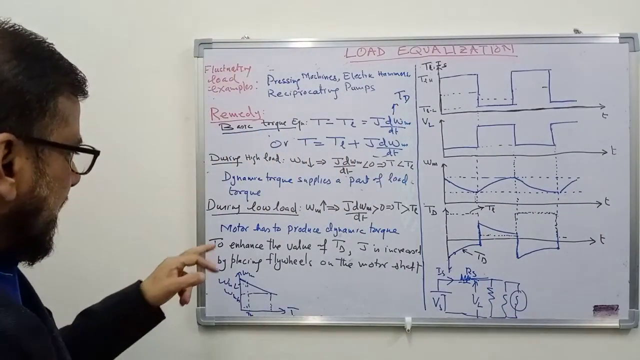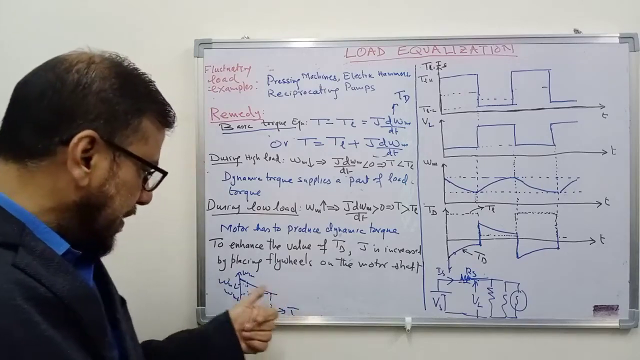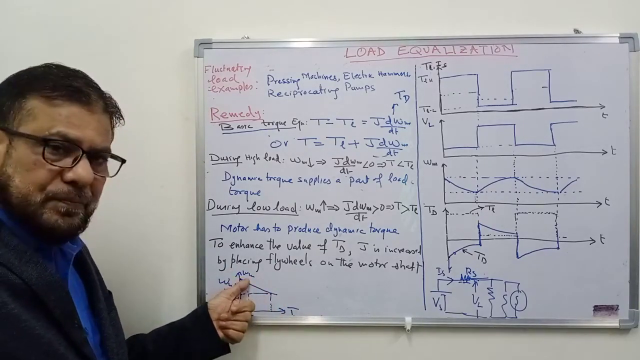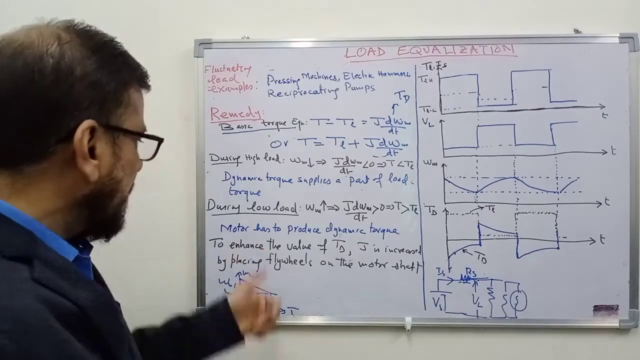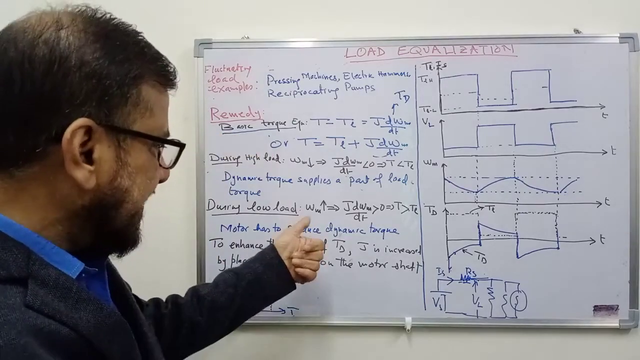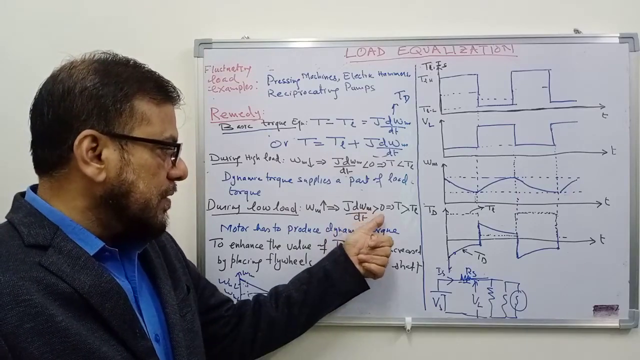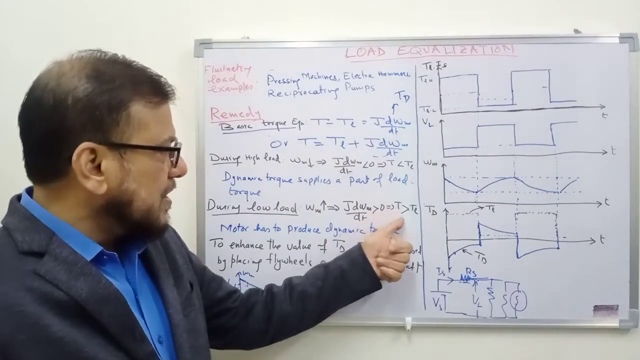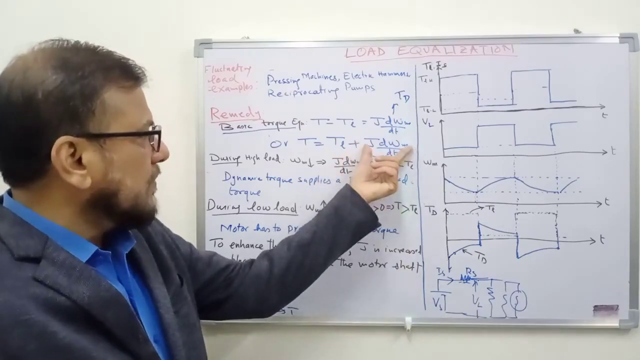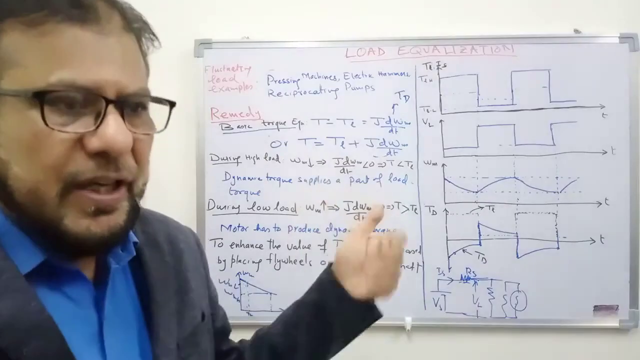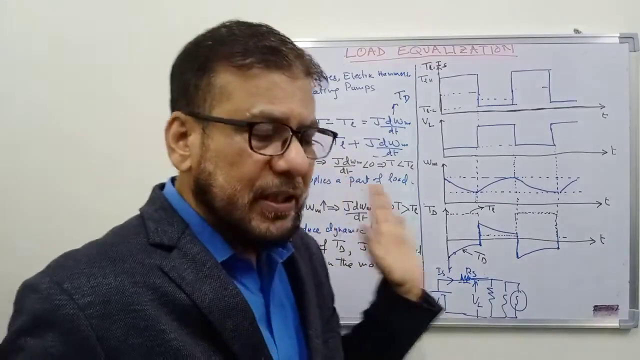What happens during the low load period? Now we have reduced the load, speed will change from this value to this value, it will increase. So when the load is low, speed will increase, the term J d omega m over dt will become positive. So T will be more than TL. Now this is positive, so T equals TL plus this quantity. The motor has to produce a higher torque than demanded by the load.